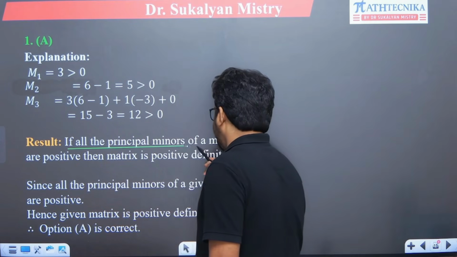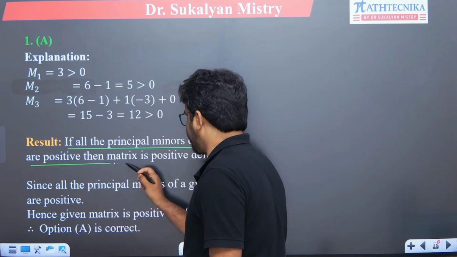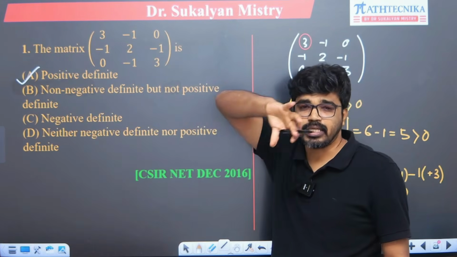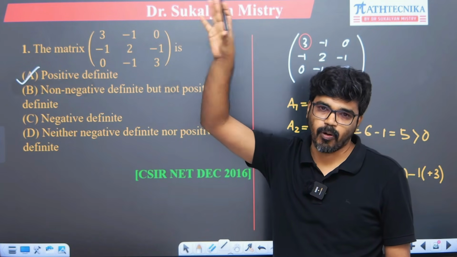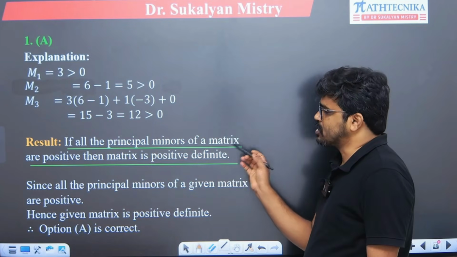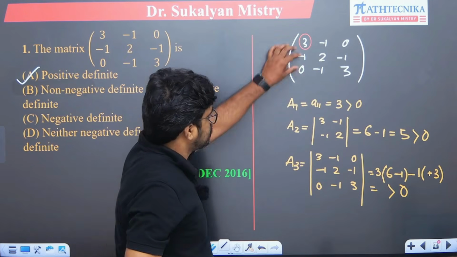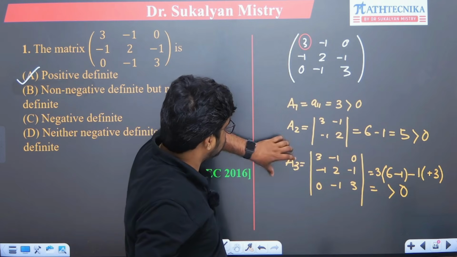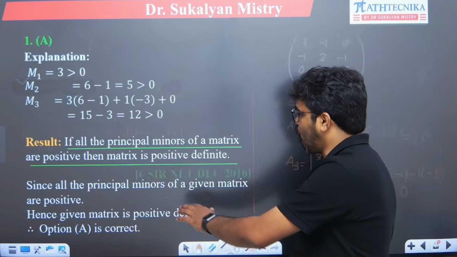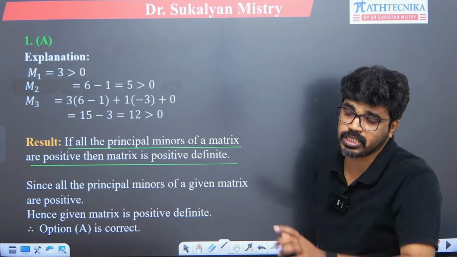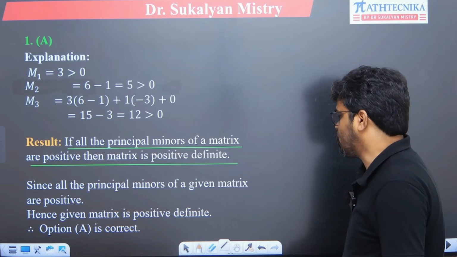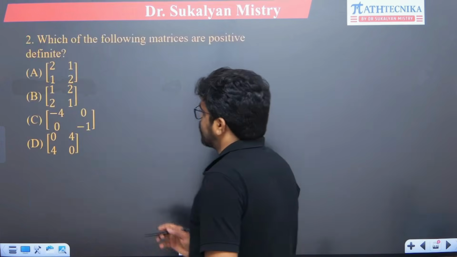If all the principal minors of a matrix are positive, then the matrix is positive definite. The matrix is positive definite, that means the real quadratic form must be positive definite. So it is a very important result. If all the principal minors of a matrix, that means suppose this A11, A2, A3, the determinant of this, are positive, then that must be positive definite. Okay? So let us consider the next example.